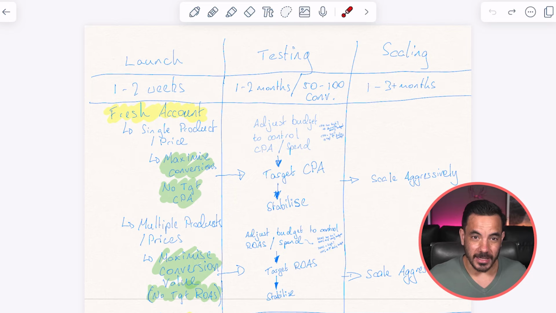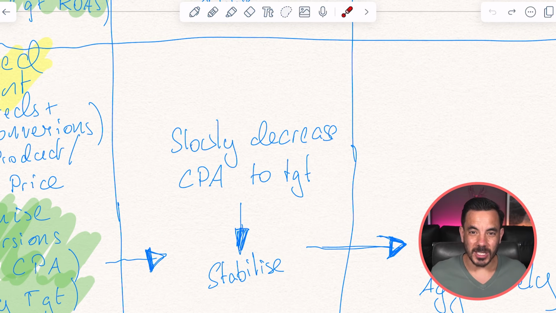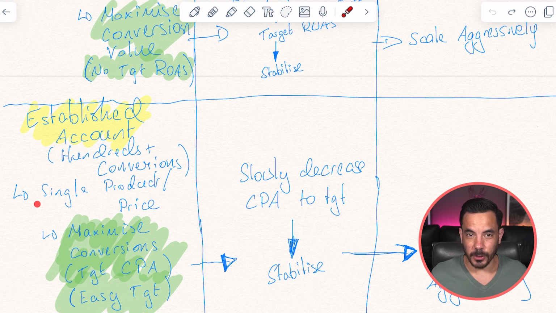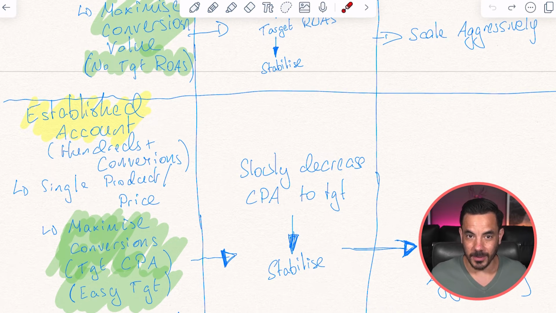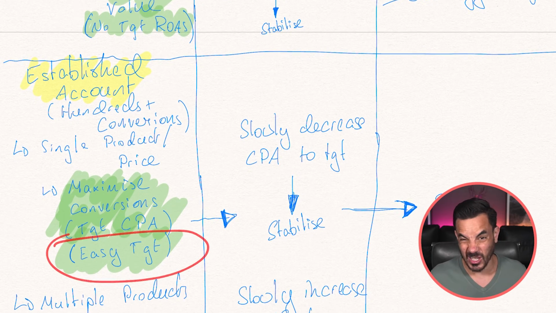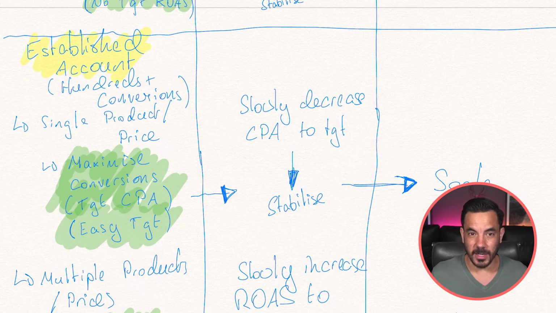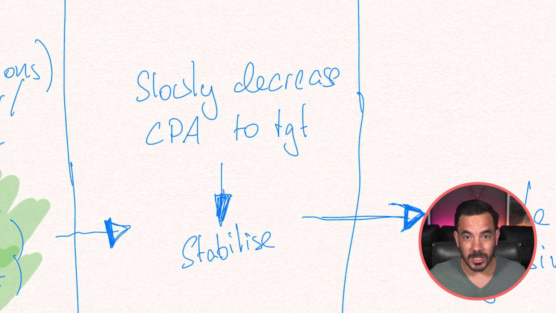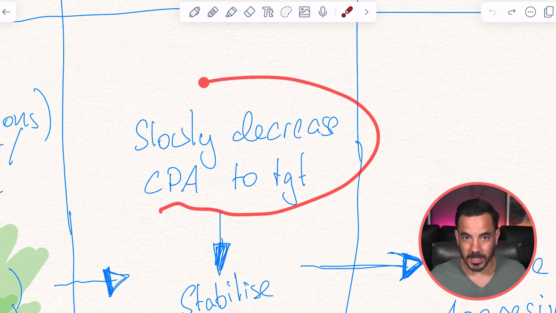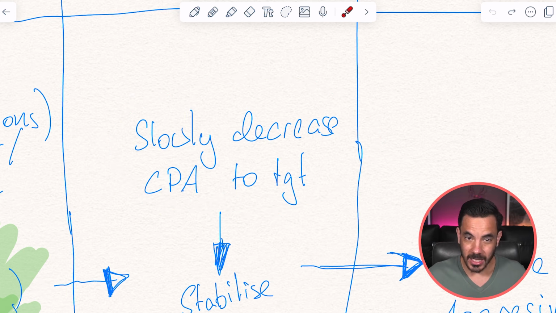Now let's have a look at our bid strategy for established accounts in the testing phase. If this is you and you have a single product or price point, then at this stage you are already on a target CPA, however the target CPA is higher than you want it to be in order to make sure that the system still spends. So, what you do here is slowly decrease your CPA target in the campaign settings until you get it to the target that you want it to hit.